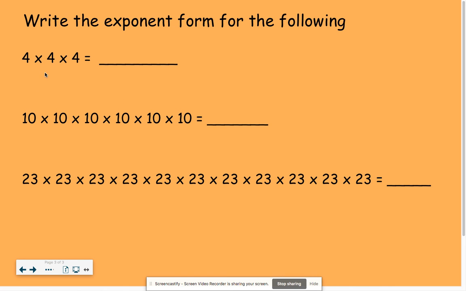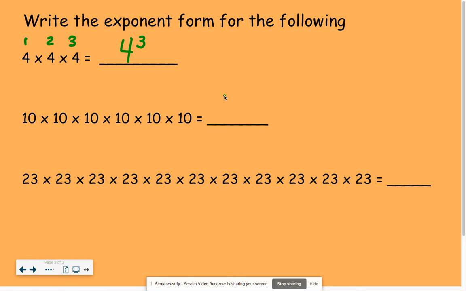All right, so the very first one, we're dealing with the number 4. So 4 is going to be our big number. And we count how many times we see it. 1, 2, 3 times. So it's going to be 4 to the 3rd power. 4 is the number we multiply. We multiplied 4 times 4 times 4, 3 times.